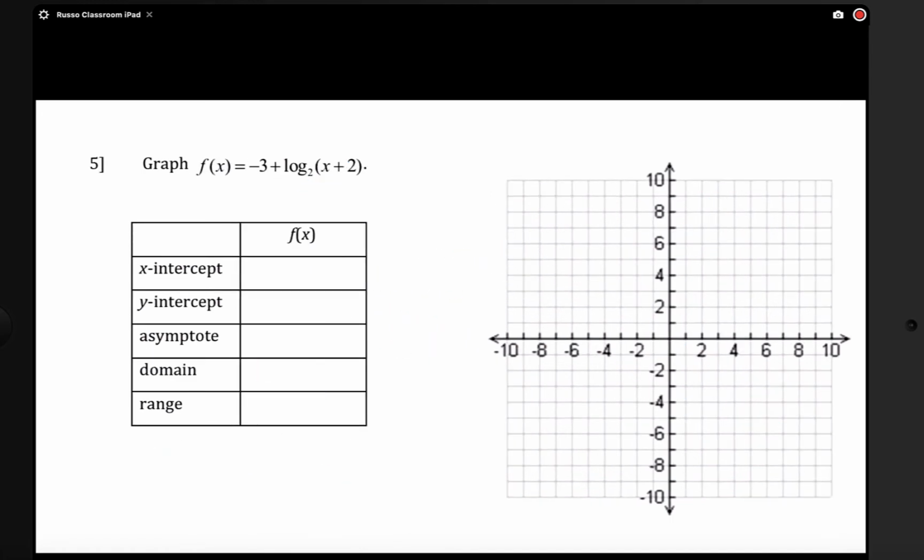All right, so let's look at number 5. Number 5, negative 3 plus log base 2 of x plus 2. So we're still working with the same log base. We want to think about those compatible numbers.